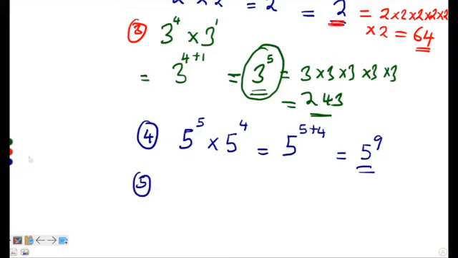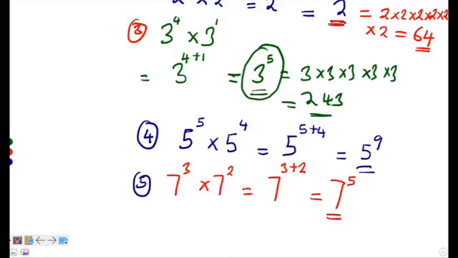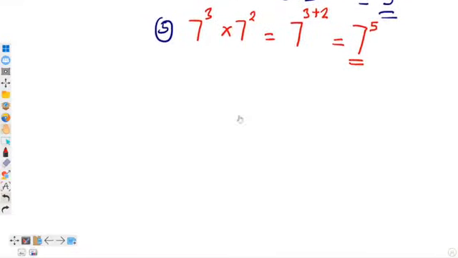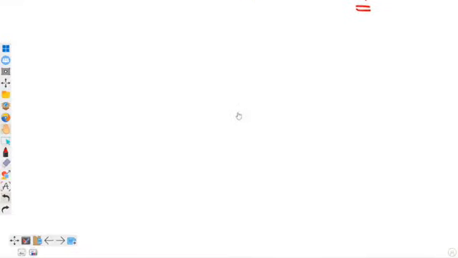Then if you have your fifth example where they have said maybe 7 to the power 3 times 7 to the power 2, you just get the common base 7. Then you say 3 plus 2. This will give us 7 to the power of 5. This is our answer. So I'm sure under the first law it's clear. We now move on to our second law.